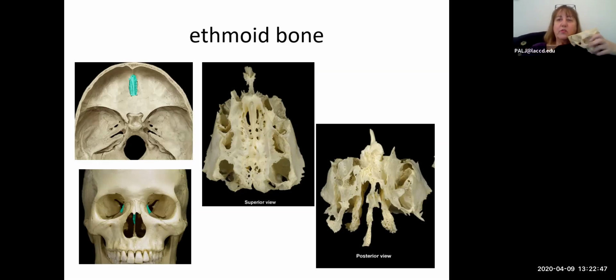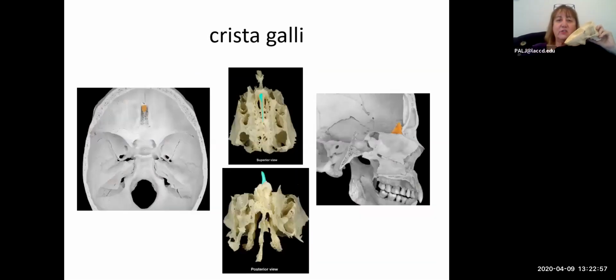Okay. So the first bony landmark of the ethmoid bone we want to discuss is this upward projection, which is exactly in the mid-sagittal plane. Okay. And this upward projection, as you can see from the mid-sagittal view on the right, is triangular. So it kind of looks like a shark fin or the sail of a ship.